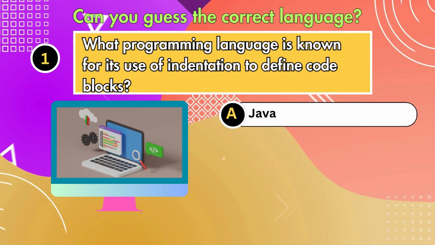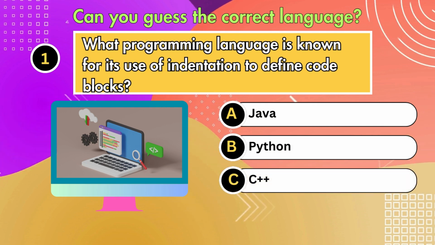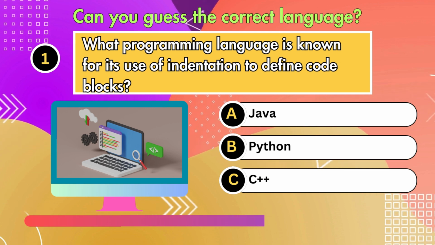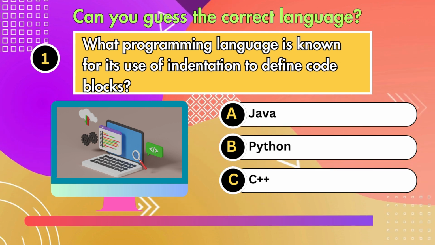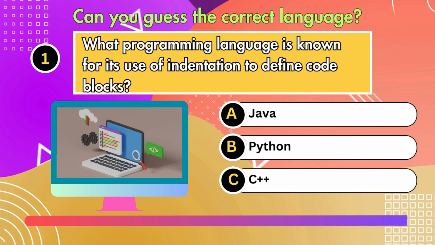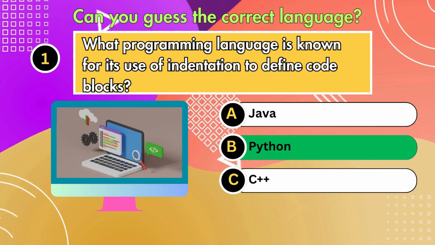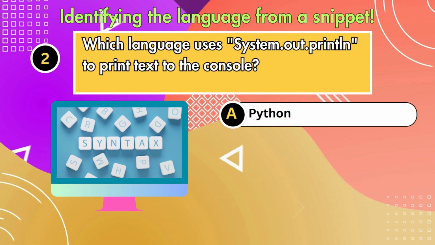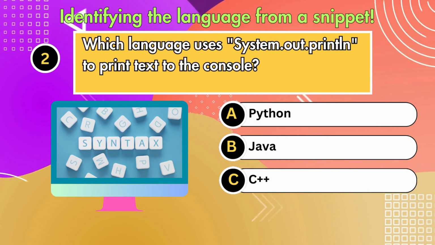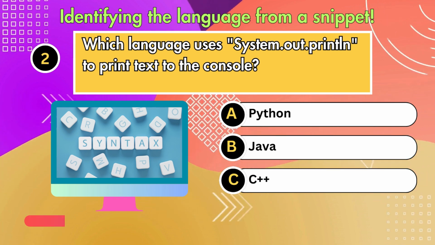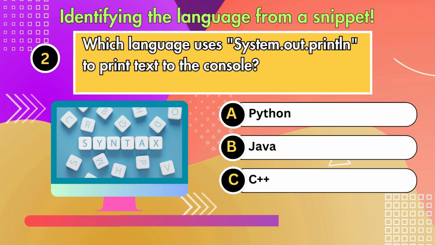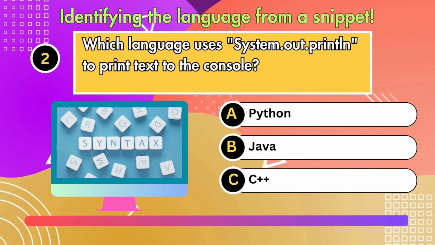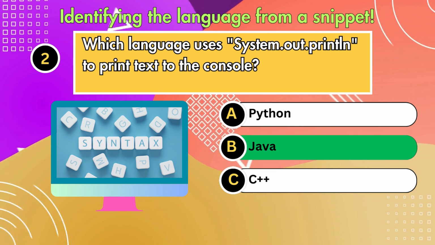What programming language is known for its use of indentation to define code blocks? Answer is Python. Which language uses System.out.println to print text to the console? Answer is Java.